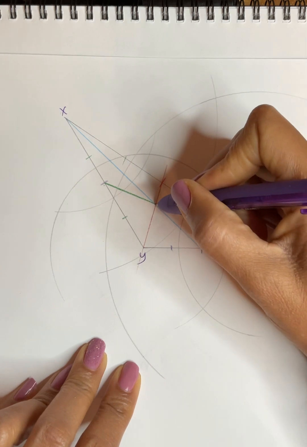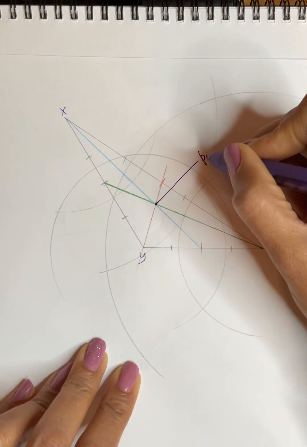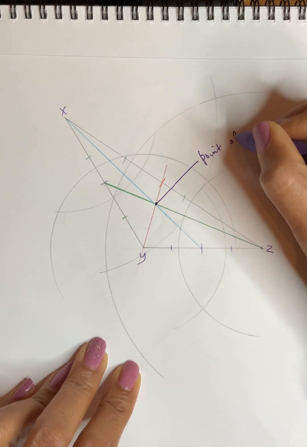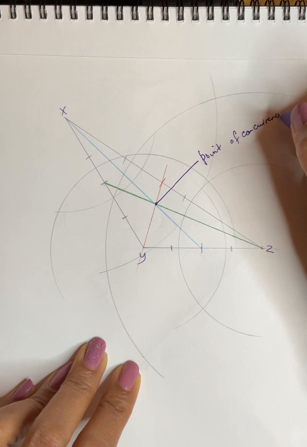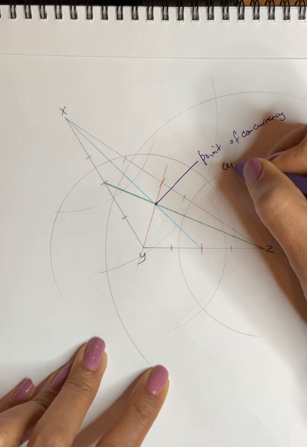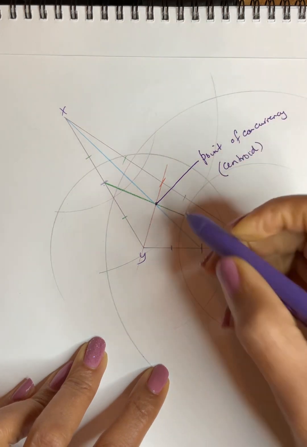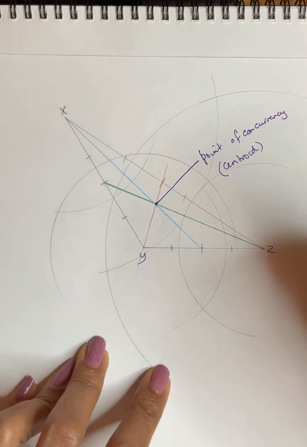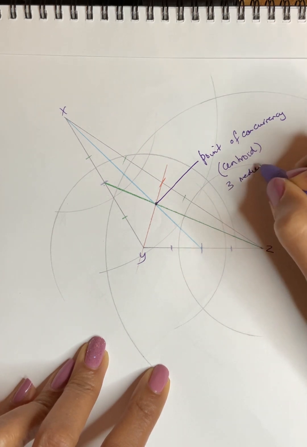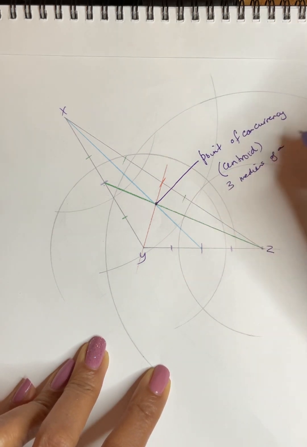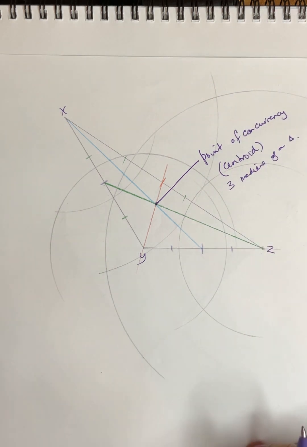Once again, this is called the point of concurrency, where they meet, and we are going to also name that point of concurrency. That point of concurrency in this case is called the centroid. All right, so this is the centroid, and that's with three medians of a triangle. And you can write the symbol triangle or write out the word triangle.